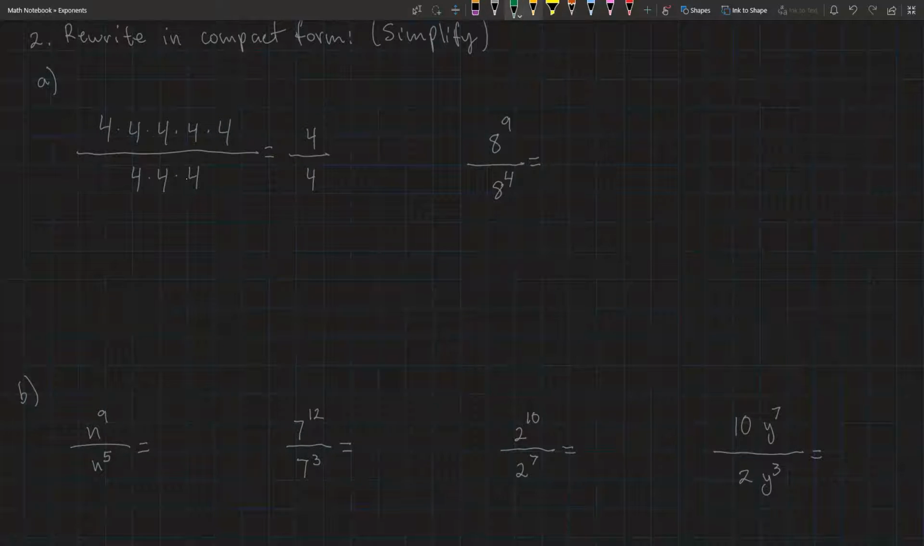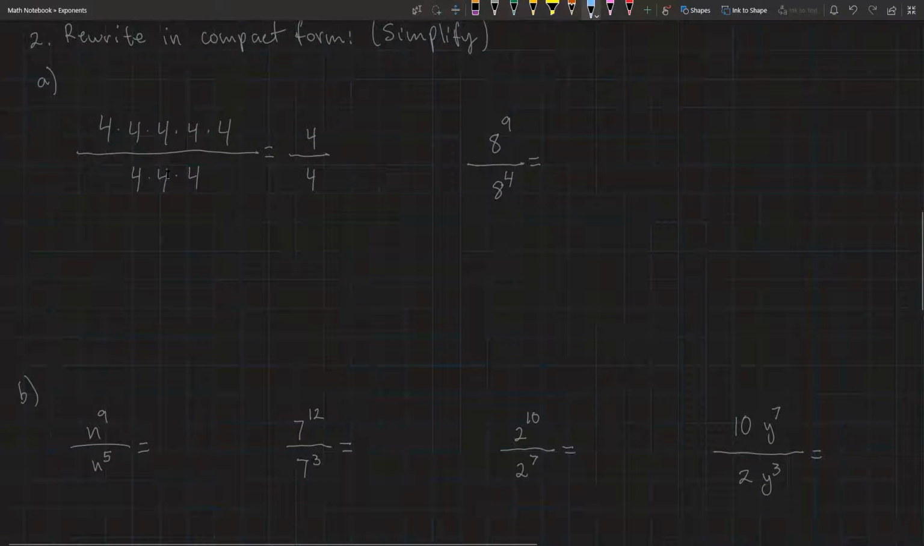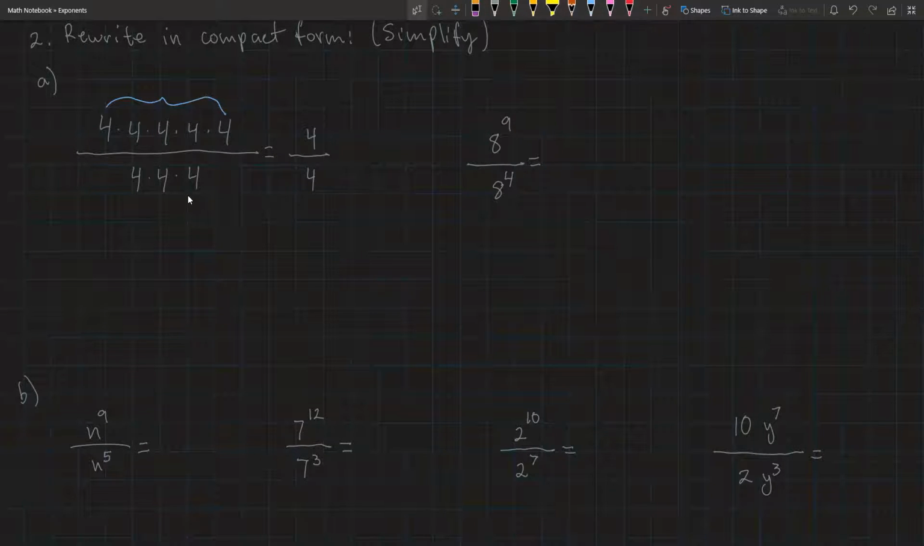Let's count in blue. How many 4s were multiplied on the numerator? How many times was that multiplied by itself? It was 1, 2, 3, 4, 5. So we're going to have a 4 to the 5th divided by 4 to the 3rd. Okay, but we don't really have a rule for that yet.